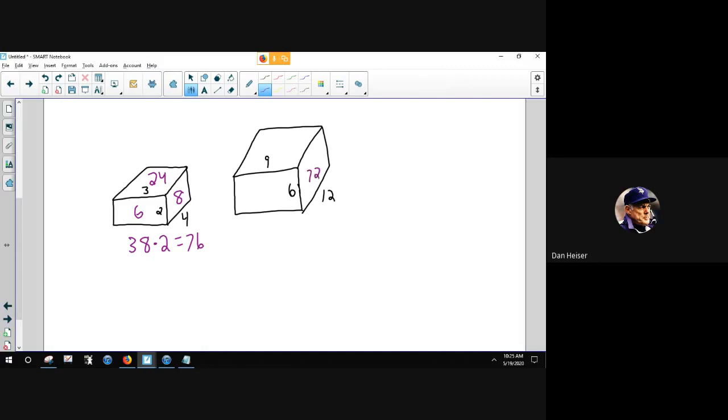Here I get an area of 72, 54, 108. If I add those together, 234, doubled, 468. Something doesn't look right. Something is off.